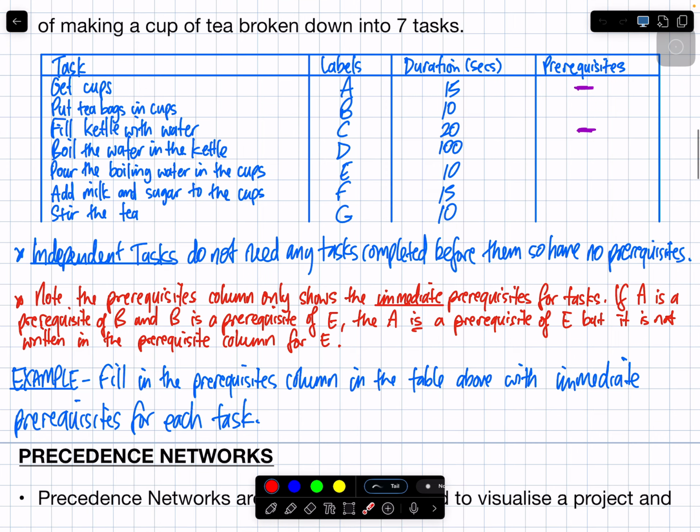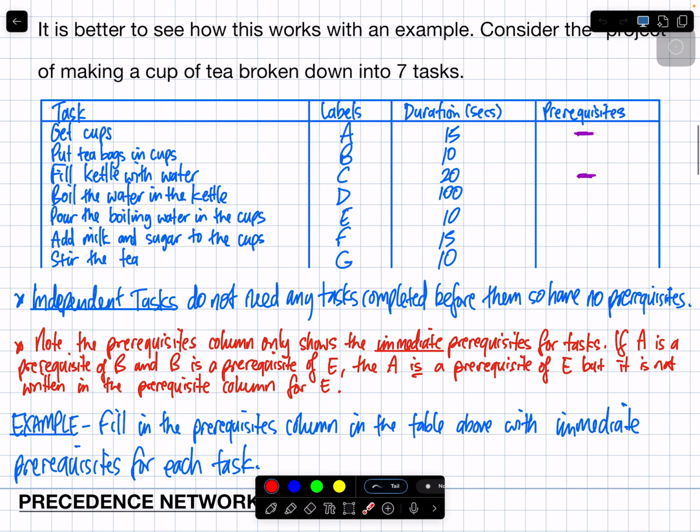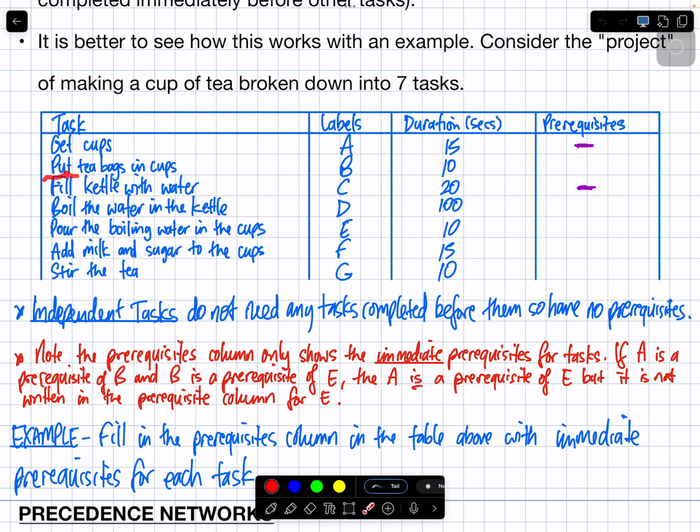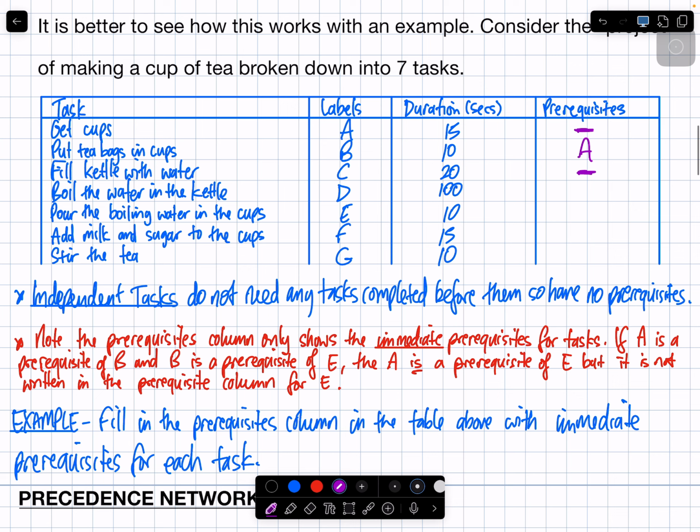All right? So let's run an example. Fill in the prerequisites column in the table above with immediate prerequisites for each task. If I'm looking at putting tea bags in cups, what should I have done immediately before that to be able to do it? Yes? Get the cups. So you would put A is a prerequisite of B. I don't have a cup to put tea bags in if I haven't got the cups in the first place. What about boiling the water in the kettle? What would I have to have done immediately before that? Yes? Well, you'd have to fill the kettle. So the prerequisite of D would be C.